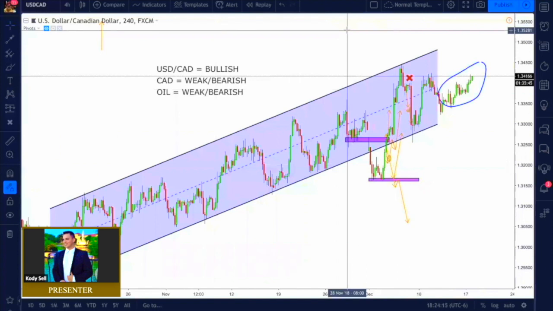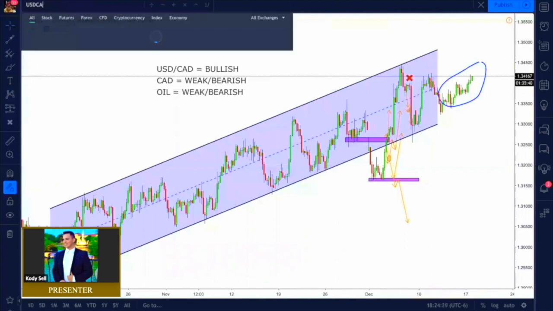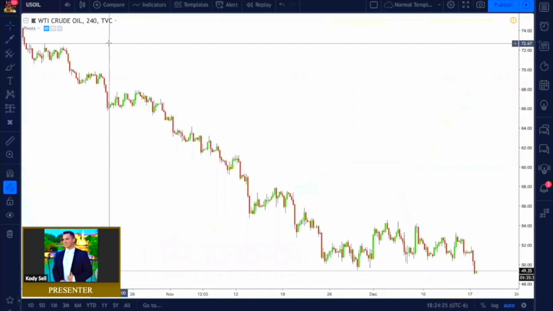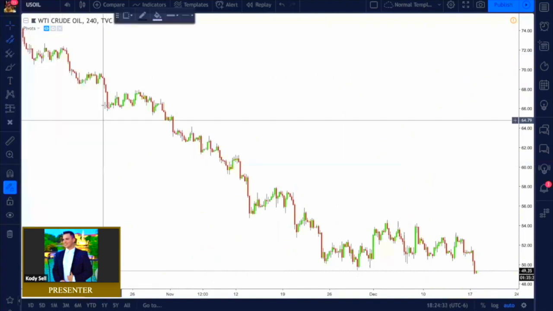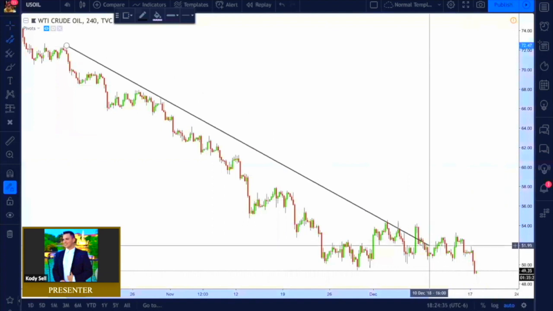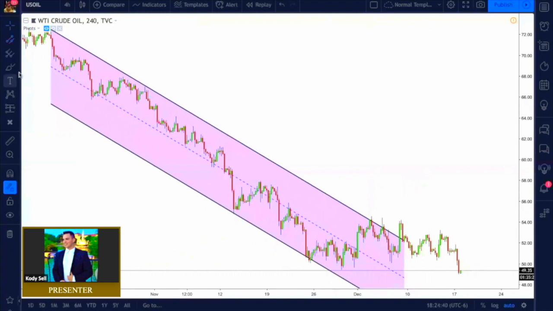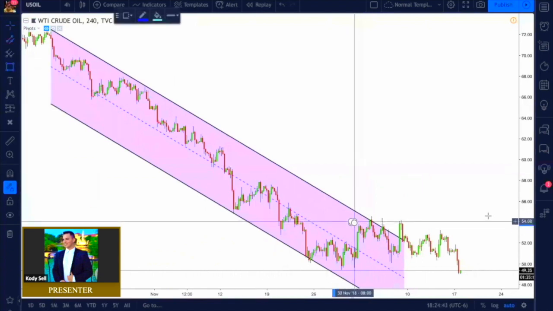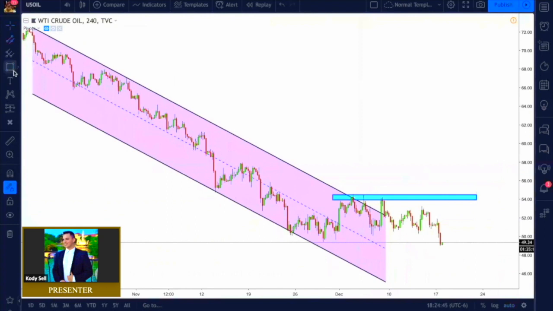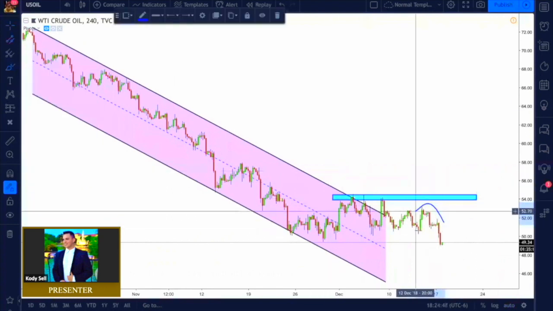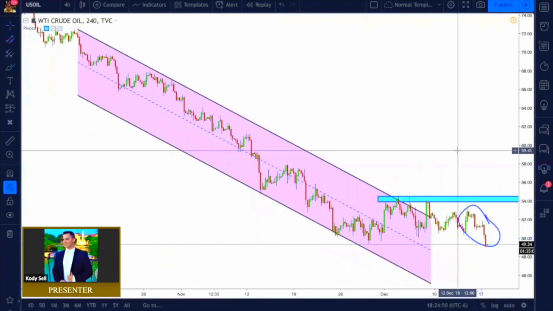Now that you get this picture, let's take a look at oil. So US oil. All right. Wow. So what do you guys see? It's the exact opposite, right? The exact opposite, guys. We've been in a downtrend forever now, and then we recently found resistance, and what? Been heavily bearish recently. See how this works?